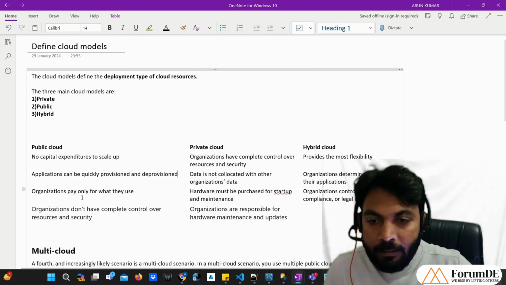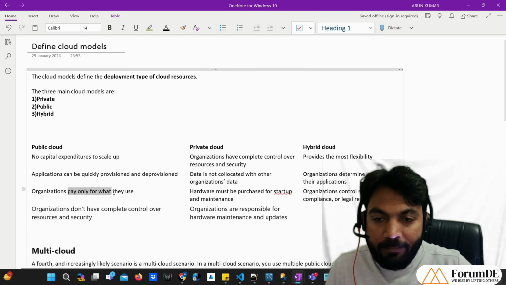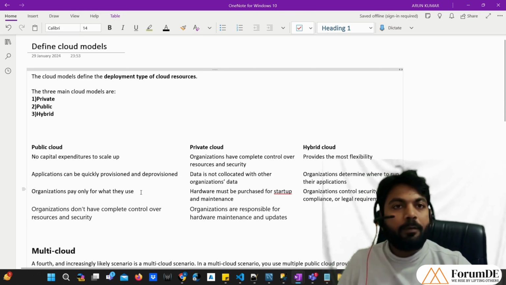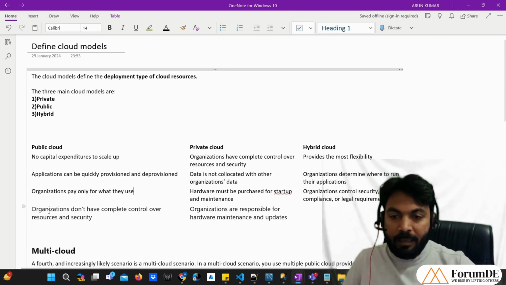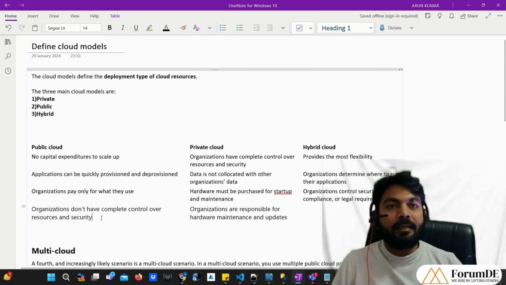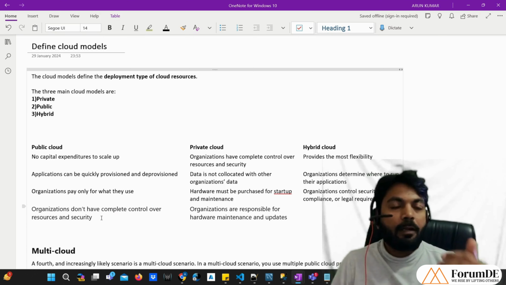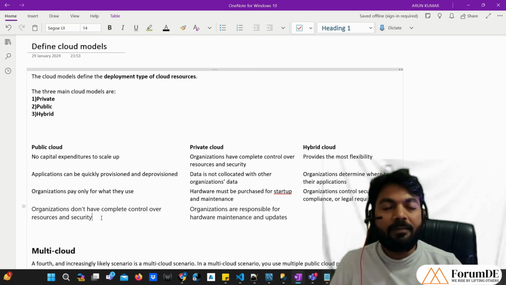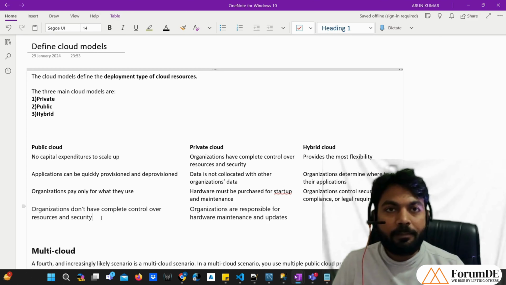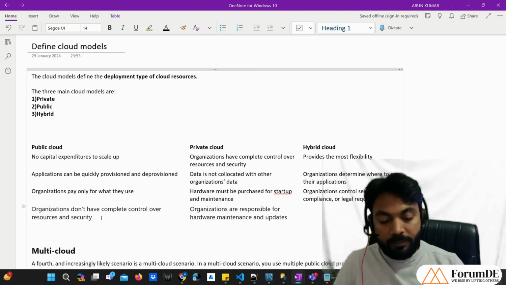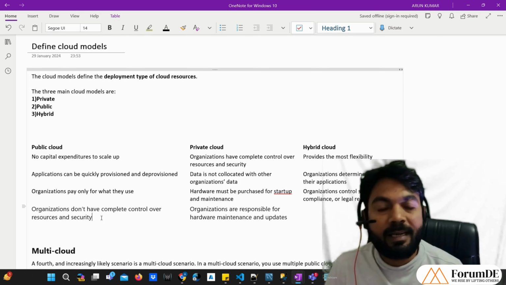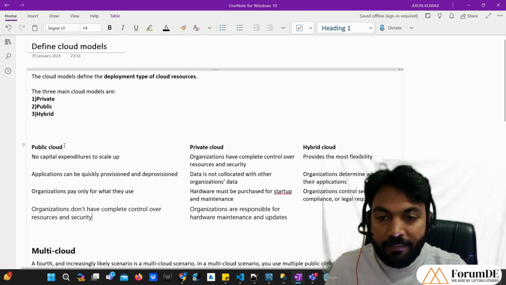Here it is written that organizations pay only for what they use. This point I have already discussed. Another important point is that organizations don't have control over resources and security. Since the cloud provider is provisioning the resources, the organizations don't have control over those resources. Since Microsoft or Amazon is provisioning those resources, the control remains on the cloud provider side rather than our side. So these were a few of the points related to the public cloud.